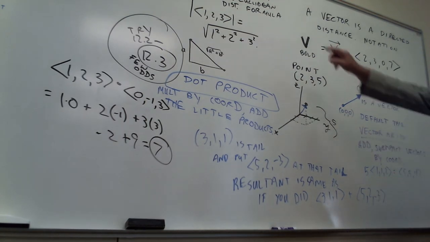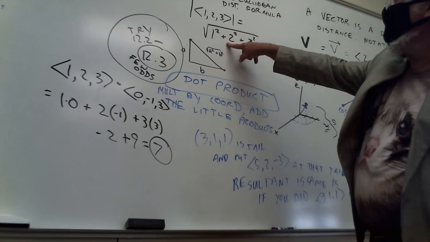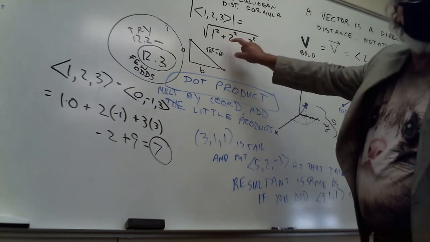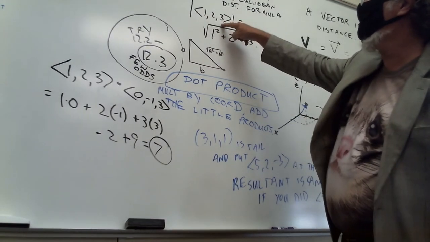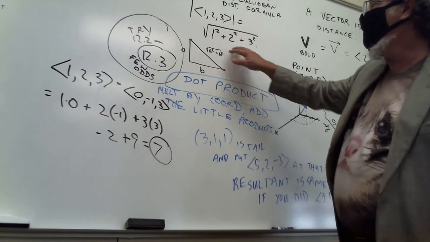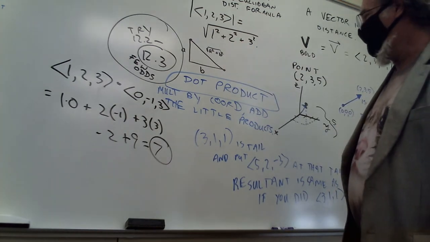The length of a vector is the Pythagorean theorem applied to however many dimensions you have. It's called the Euclidean distance formula. Whatever your coordinates are of your vector, you just square each one and add them up. So that's how long a vector is.